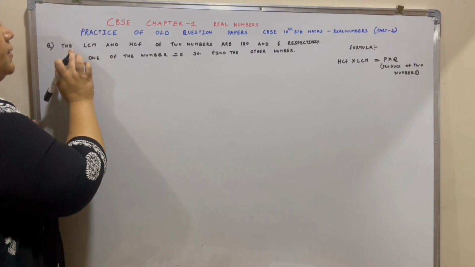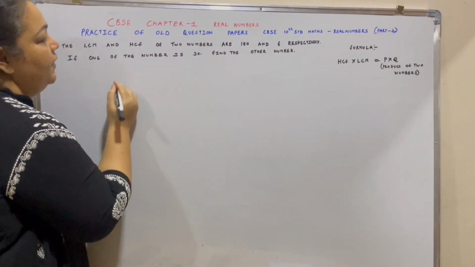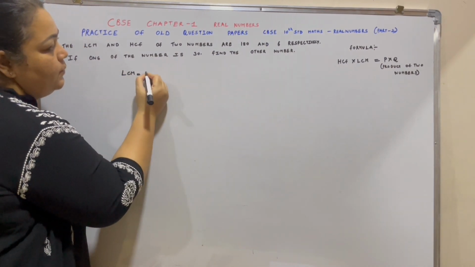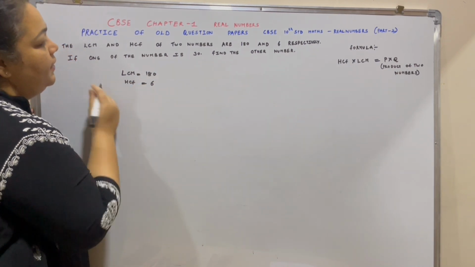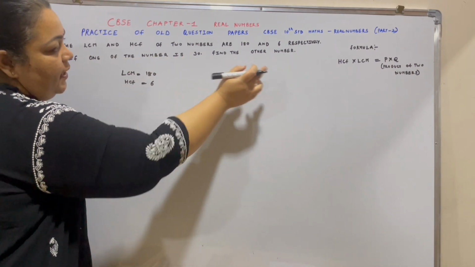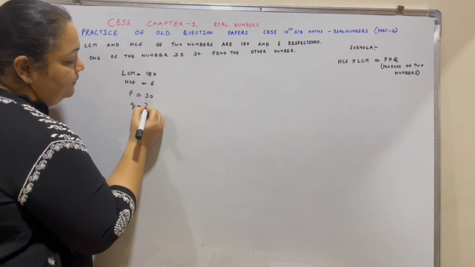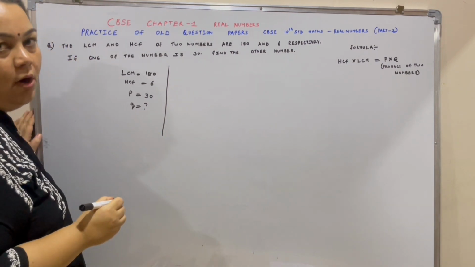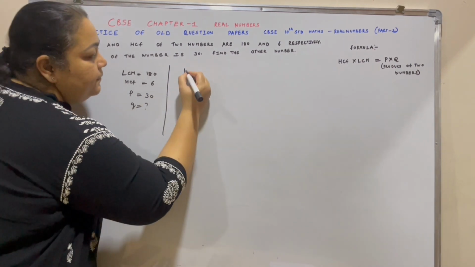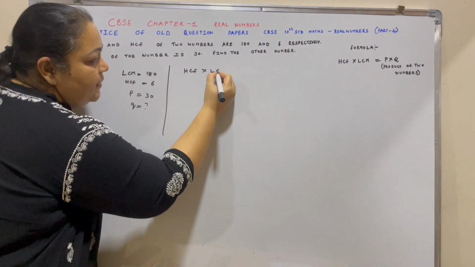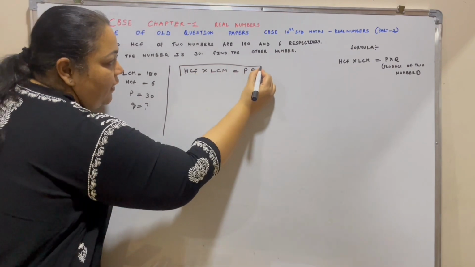Okay, the next question is: the LCM and HCF of two numbers are 180 and 6 respectively. So LCM is given as 180, HCF is given as 6. If one of the numbers is 30, find the other number. Now we already know the relation between HCF and LCM: HCF into LCM is equal to the product of the two numbers.